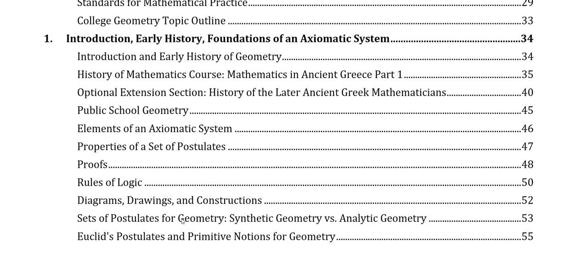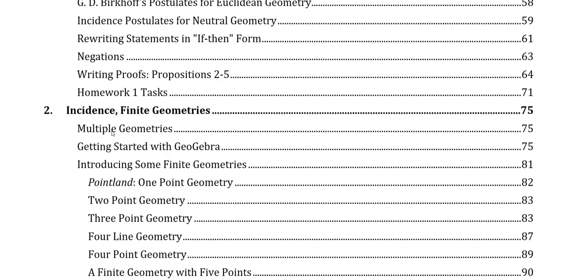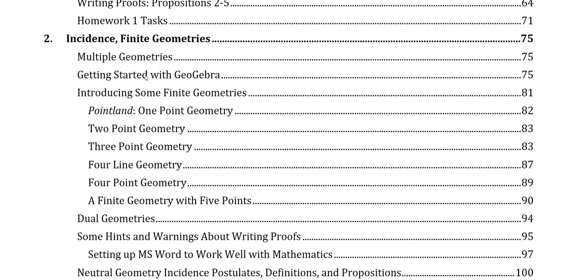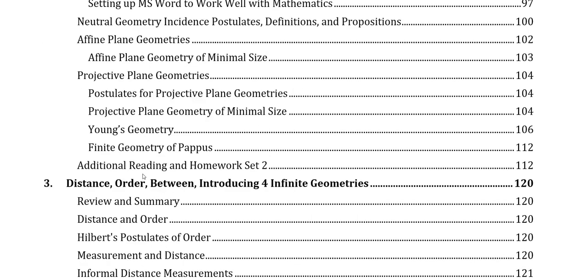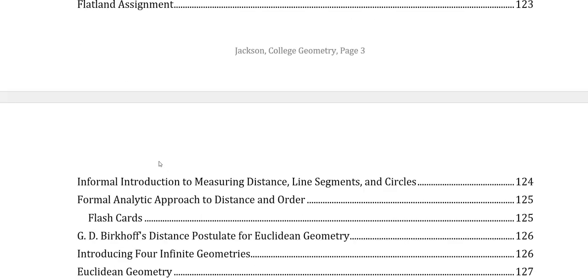Then the first week we'll be going over that and an introduction and early history of geometry and the foundations of an axiomatic system, and just give you an overview of the course. Second week we'll do incidence and finite geometries. Third week we'll be talking about distance, order, between, and we'll introduce four infinite geometries: Euclidean geometry, spherical geometry, taxicab geometry, and hyperbolic geometry. And a lot of the course will be exploring all four of those things in parallel to each other.